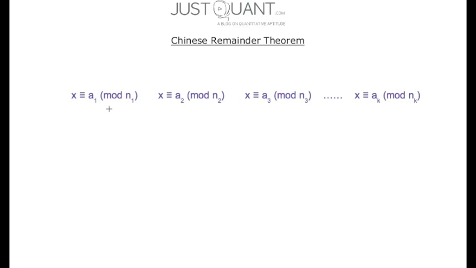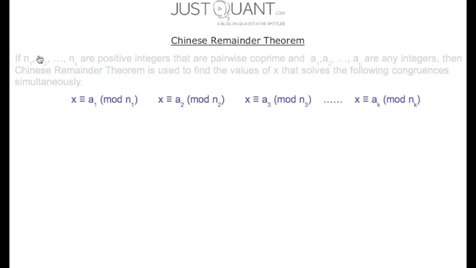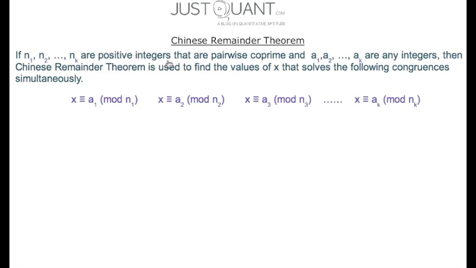In this video, we'll have a look at the Chinese remainder theorem and then use this theorem to solve a problem. So let's first try to understand this theorem. If we have some simultaneous congruences like x is congruent to a1 mod n1 and x is congruent to a2 mod n2 and so on, where n1, n2, so on to nk are positive integers and are pairwise coprime, and a1, a2, so on to ak are any integers, then using the Chinese remainder theorem, we can find the value of x that satisfies these congruences.